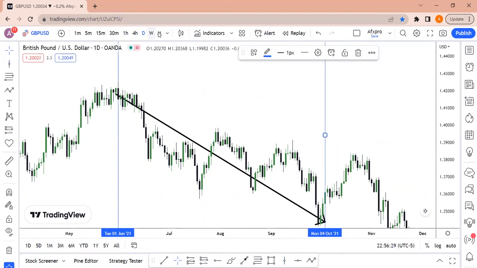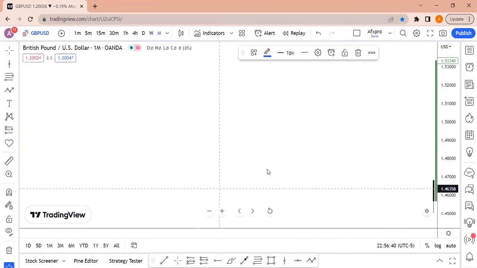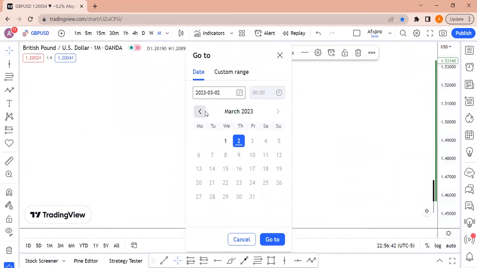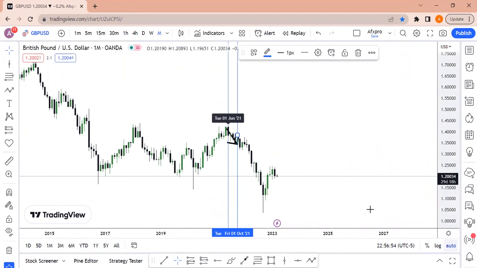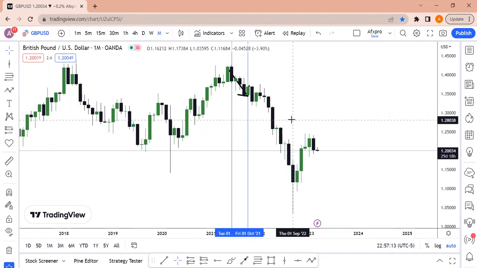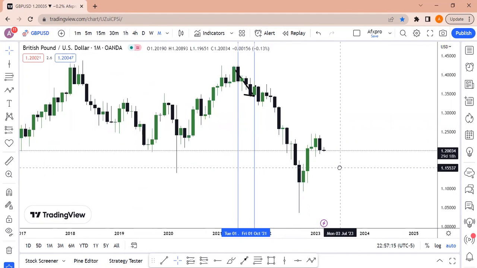So I'll go to the monthly time frame. So I'll go to June 2021. I think that is where we saw that price action. So I'm going back to June 2021. That is where that price action occurred. Okay. It's not even up to a range. Do you know the reason why it's not up to a range?